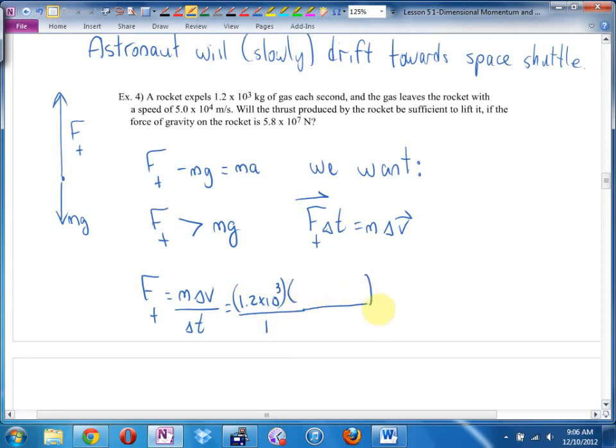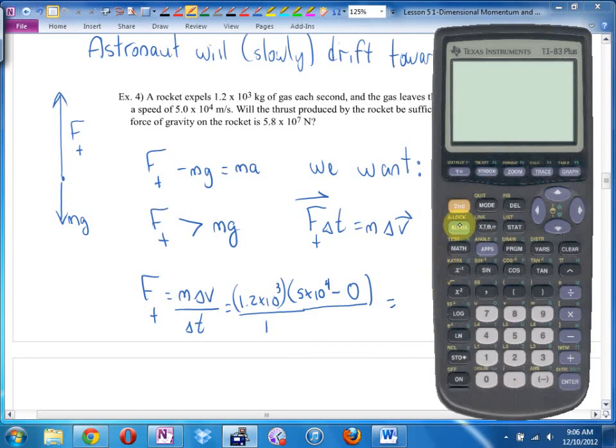Now, change in velocity is final minus initial. I'm pretty sure the initial is 0 before you turn the engine on, yes? What's the final? 5 times 10 to the 4th. Will that be bigger than gravity? Let's find out. If it is, we have liftoff. If it's not, we're in trouble.